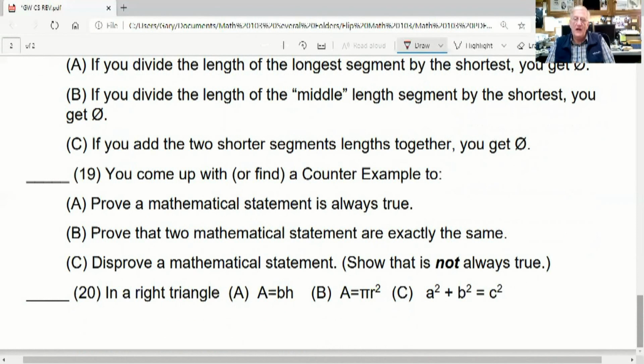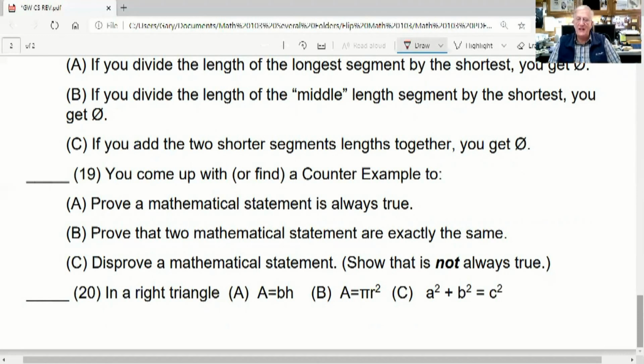19. You come up with or find a counterexample to do what? To prove a mathematical statement is always true. To prove that 2 mathematical statements are exactly the same. Or C, disprove a mathematical statement. In other words, show that it is not always true.